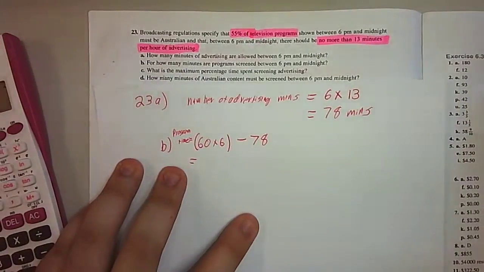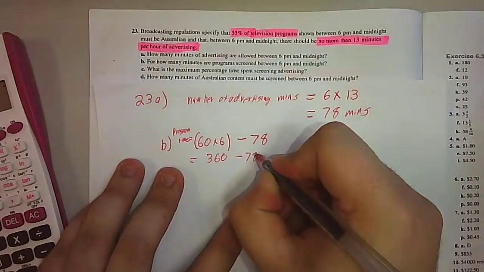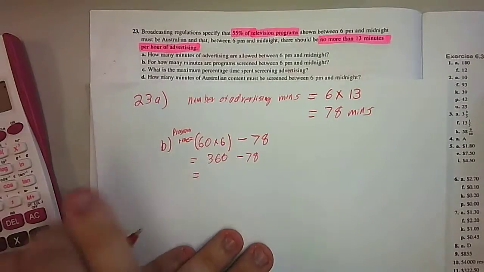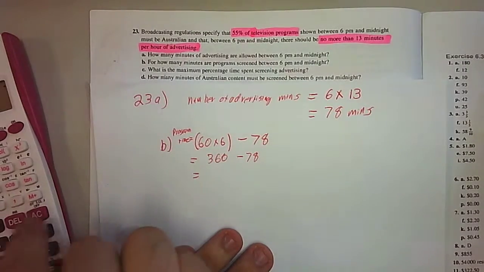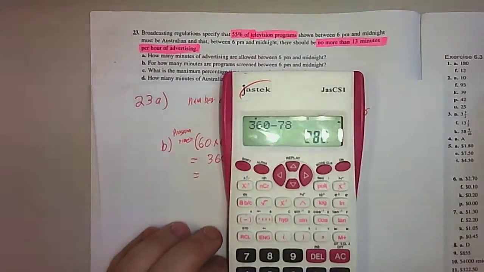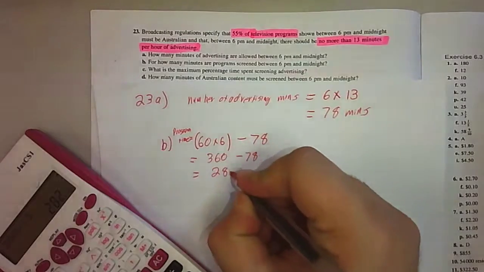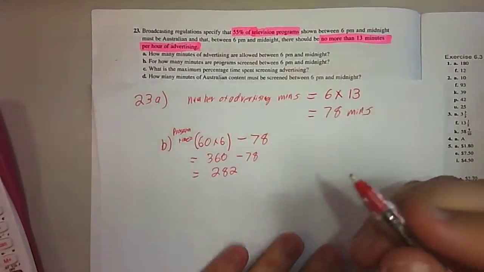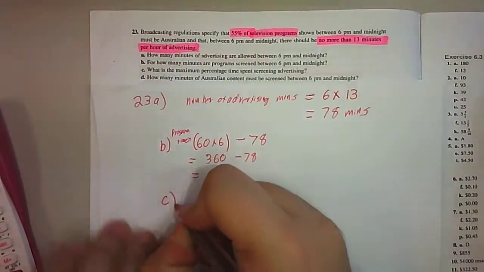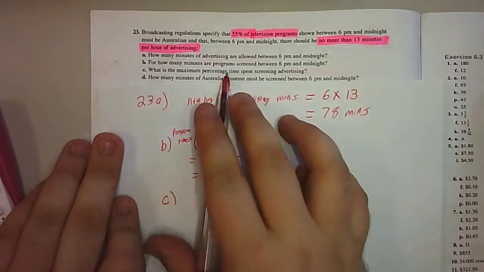I'll first work out 60 times 6, and you get 360 minus 78. And so 360 minus 78, in your calculator, you get 282. Question C. What is the maximum percent time spent screening advertising?